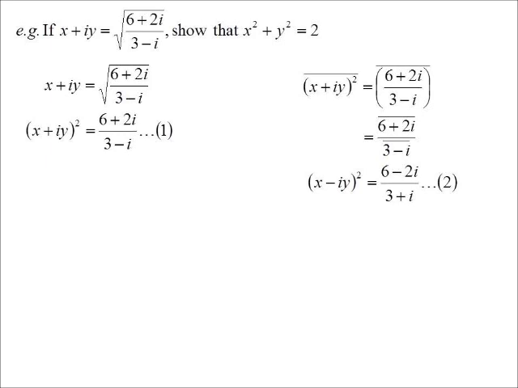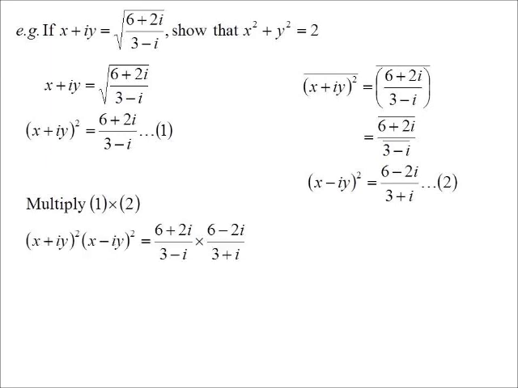So if I combine these two ideas together by multiplication, I end up with a whole heap of difference of two squares. And so on the left-hand side I'll get (x squared plus y squared) squared, and on the right-hand side we'll get the sum of two squares, so 36 plus 4, and on the bottom 9 plus 1. So we know (x squared plus y squared) squared is 4. So therefore, x squared plus y squared is 2.